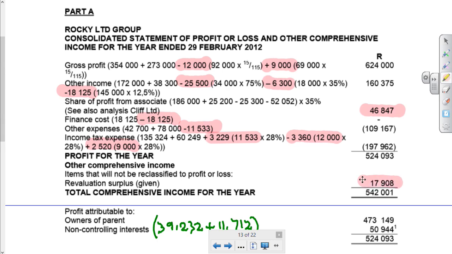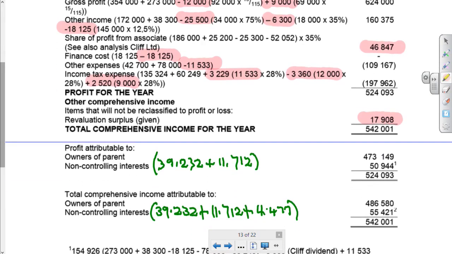17,908, it was a given number. Then profit attributable. We know that parent is the balancing figure, NCI is the non-balancing figure. We expect to see two bits for the NCI. We expect to see the NCI's 25% share of Trail, and then the NCI's 25% share of the 35% share of profit in associate.